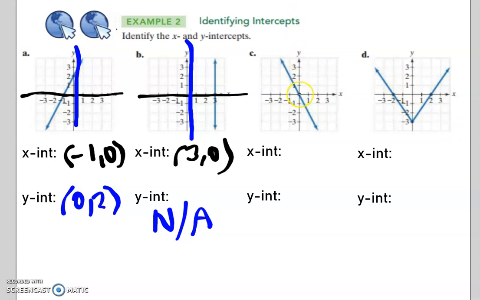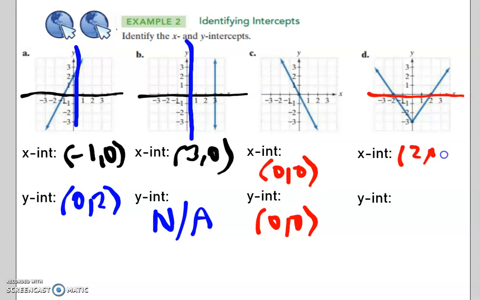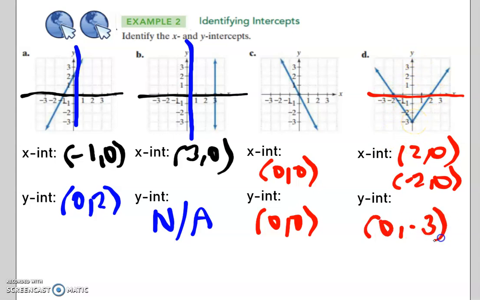Notice it's crossing at the origin, which means both my x-intercept and my y-intercept are (0, 0), because it's crossing at the origin. The only different thing with D now is notice I have two x-intercepts. It intersects my x-axis at (2, 0) and at (-2, 0). Okay, and we can have multiple intercepts. And my y-intercept, where it crosses the y-axis, is down here at (0, -3).